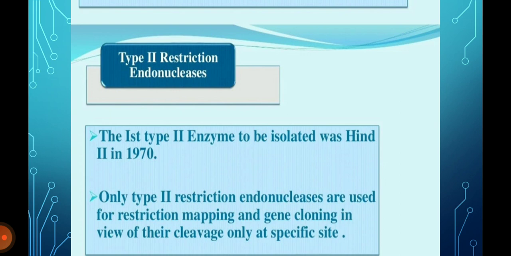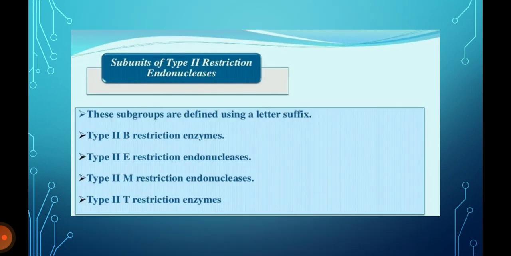Then second, type two restriction endonuclease. The first type two enzyme to be isolated was HindII in 1970. Only type two restriction endonucleases are used for restriction mapping and gene cloning, in view of their cleavage only at specific sites.